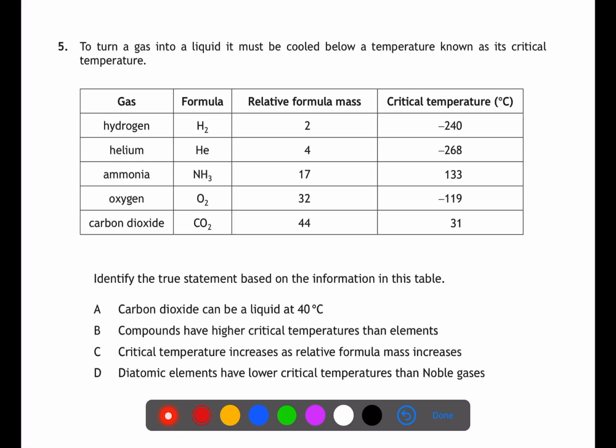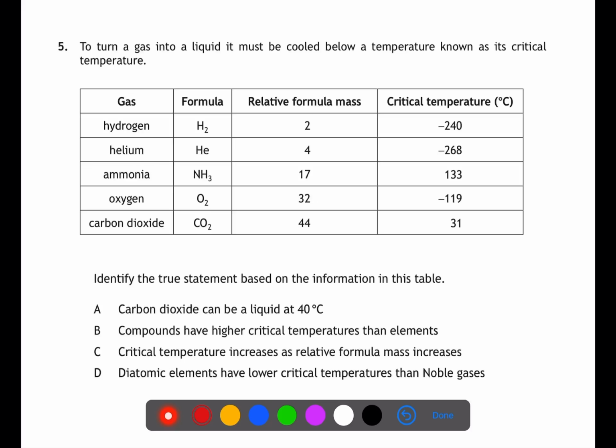Question 5. To turn a gas into a liquid, it must be cooled below a temperature known as its critical temperature. We have a table which shows a number of different gases, which are either elements or compounds, their relative atomic masses, and their critical temperatures. Identify the true statement based on the information in this table.